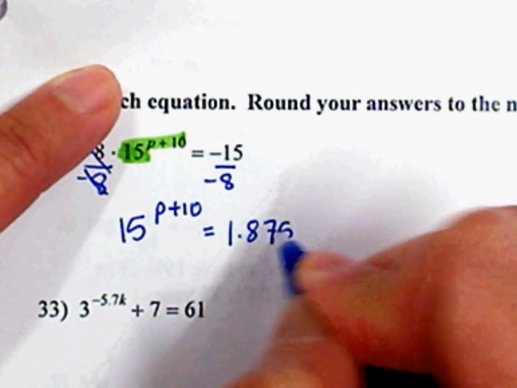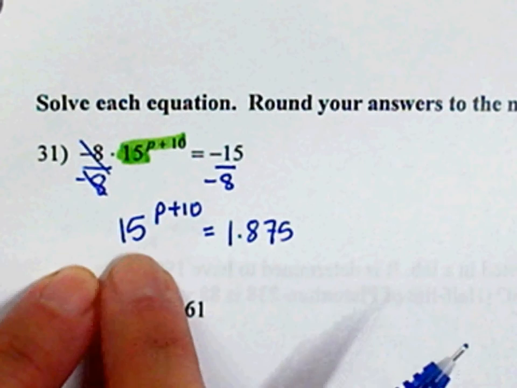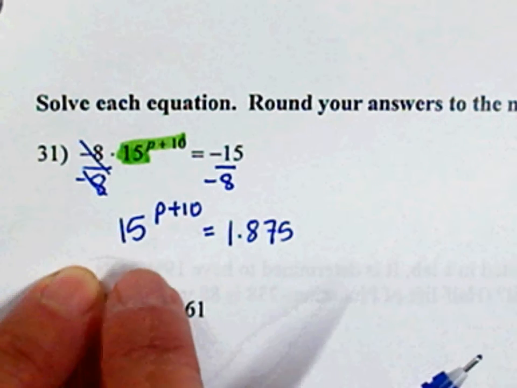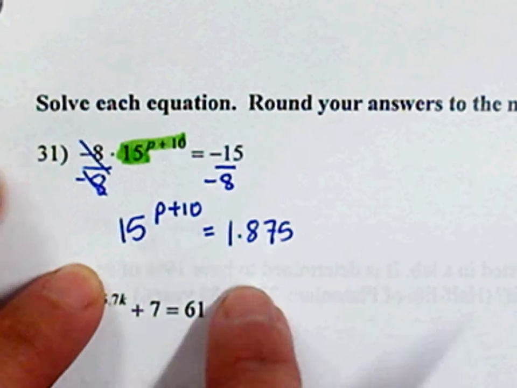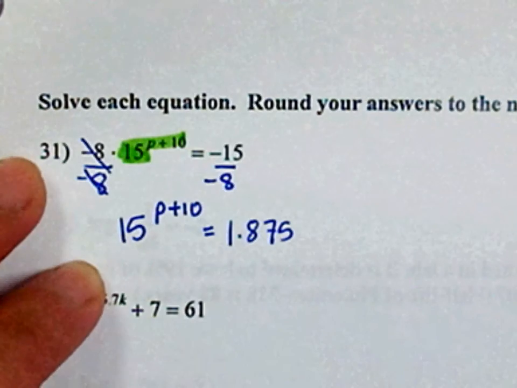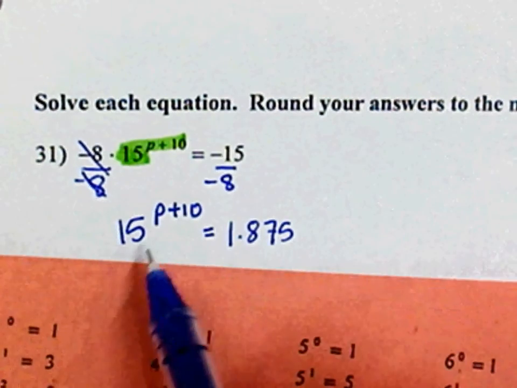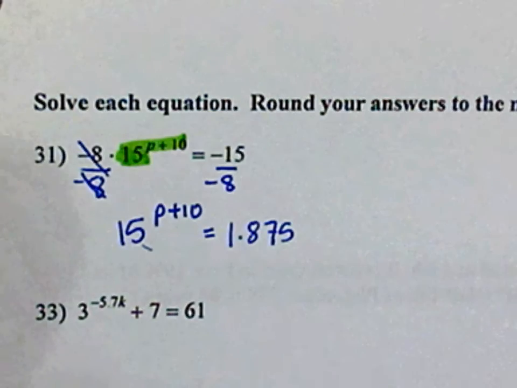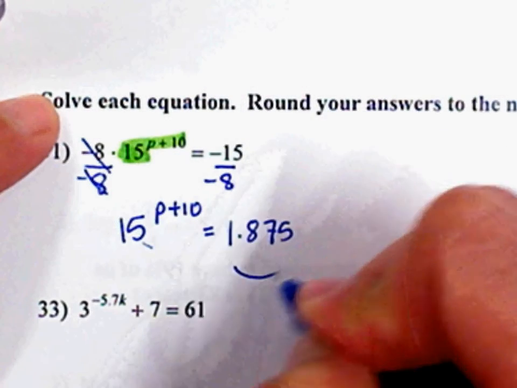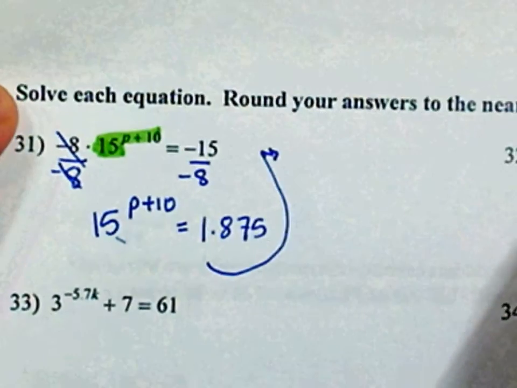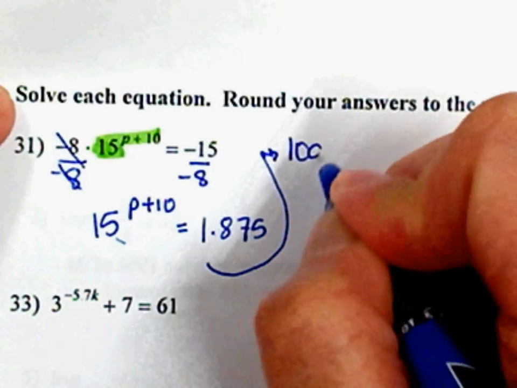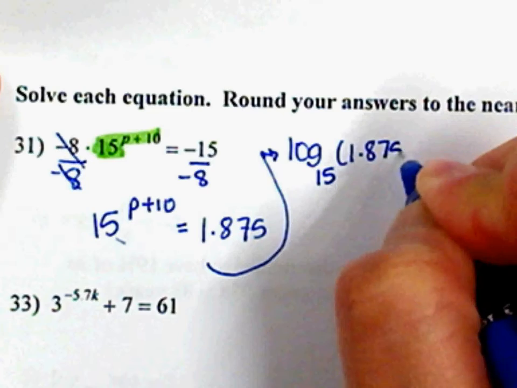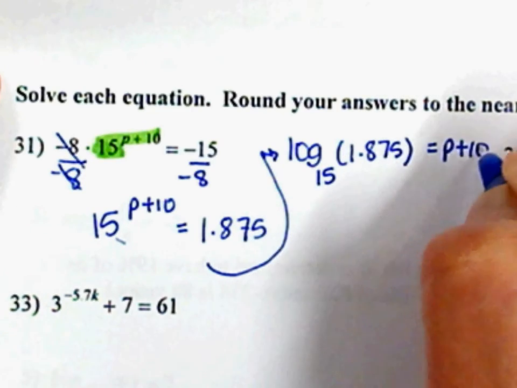Now you notice how you have written like this. So there are two methods. You can either rewrite this as a log, which I am going to do, or you can use the like base. But if you look at the like base, 15 and 1.875, it's nowhere on this list. So I wouldn't do it like that. So I'm going to rewrite it as a log. And I'm going to go up here since I don't have enough room, okay? So log, my base is 15 of 1.875 equals p plus 10.